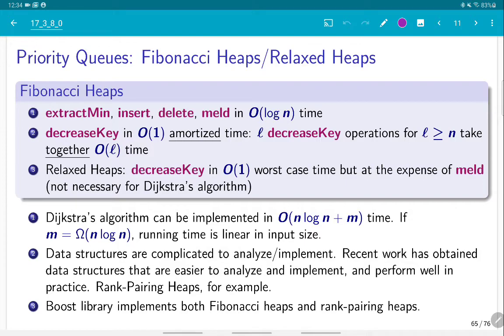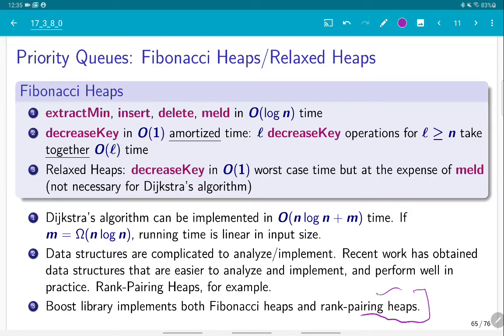The Fibonacci heap is kind of a headache to implement. It's not trivial, and analyzing it is a pain. That's why you have probably not seen the analysis or the data structure before. There are other data structures that achieve the same thing, and people do implement the Fibonacci heap. It's not that difficult to implement.